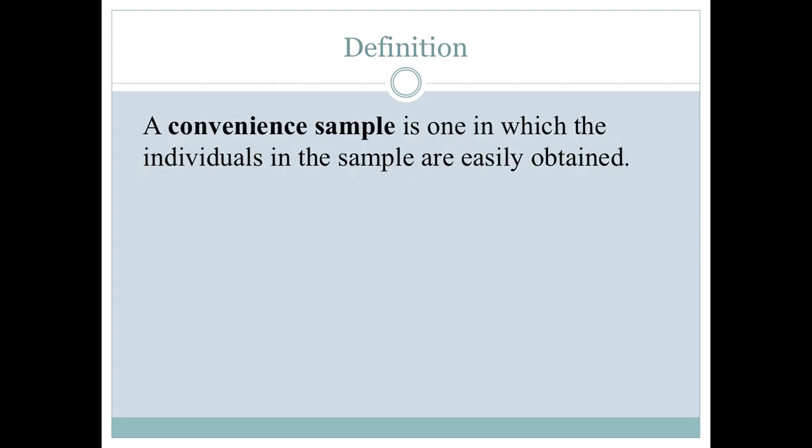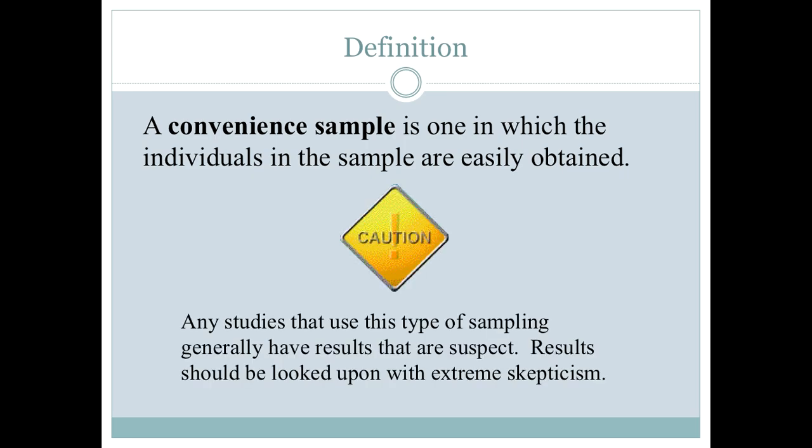So she's using simple random sampling to select the classes, but then she's actually asking everyone in those classes to fill out the survey. Now, a convenience sample is one in which the individuals in the sample are easily obtained. And big exclamation point here, caution symbol. Any studies that use this type of sampling generally have results that are suspect. So results should be looked at with extreme skepticism for this type of sample. It's not reliable, okay? You're not going to get individuals that are actually representative of your population.